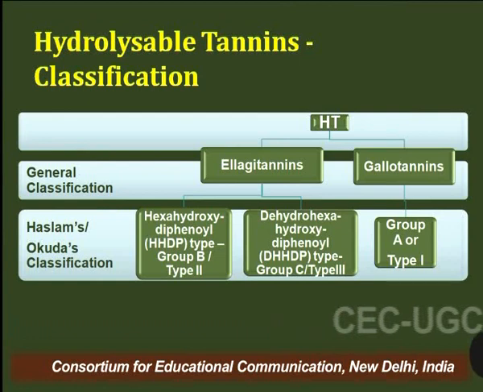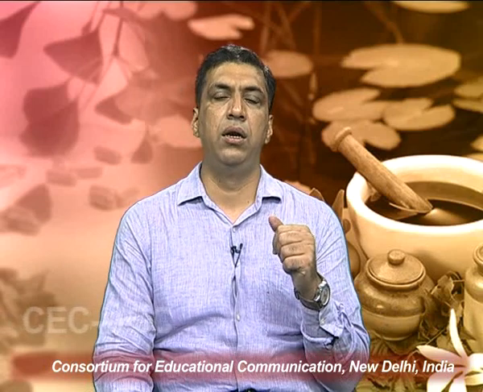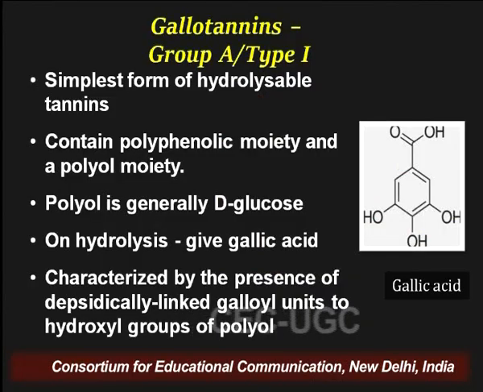One category belongs to those tannins that are the hexahydroxydiphenyl type of ellagitannins, that is group B or type 2 tannins, and the second category of ellagitannins is the dehydrohexahydroxydiphenyl type of ellagitannins that form the group C or type 3 hydrolyzable tannins. Coming on to gallotannins, or we can say group A or type 1 of tannins.